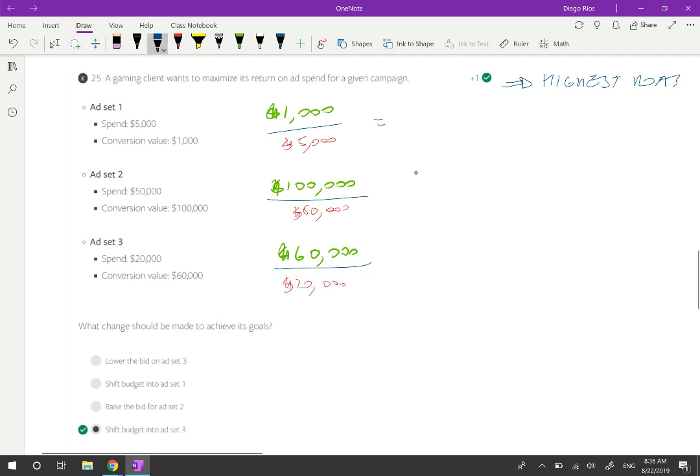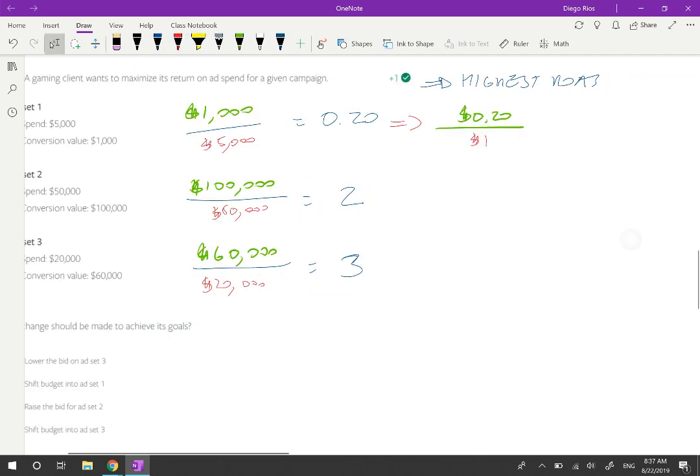So if we divide and do the math here, 1,000 divided by 5,000, you get 0.2, right? 100,000 divided by 50,000, you get 2, and 60 divided by 20, you get 3. And so if you look here, what you're saying is that for every dollar that I'm spending, I'm making 20 cents. So I'm actually negative in this campaign. I'm not making even money. I'm not even covering my Facebook cost.